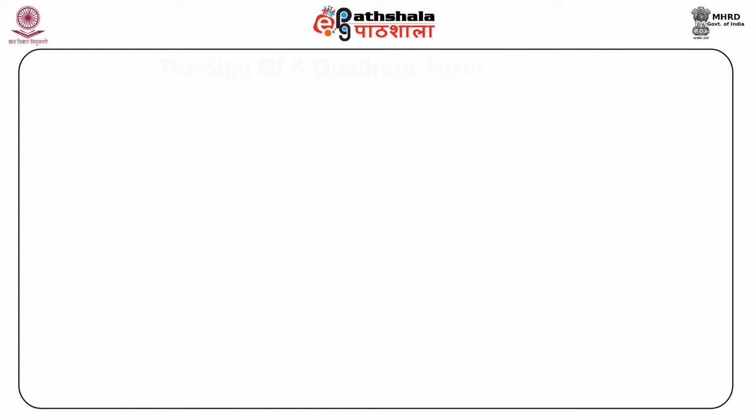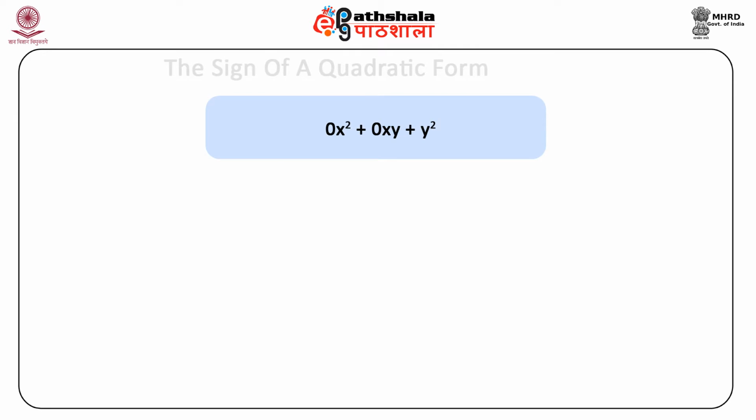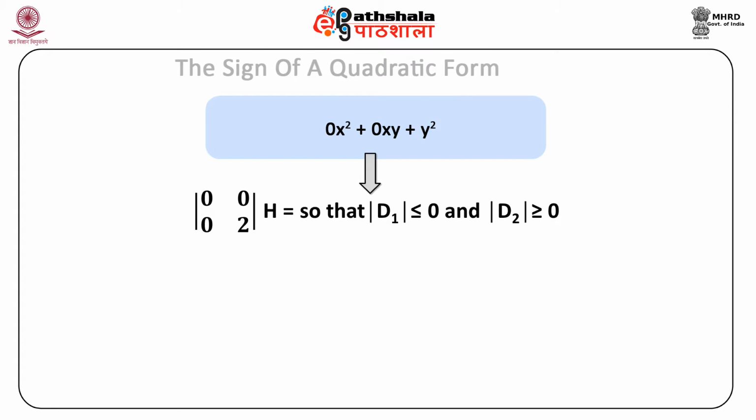For example, consider a simple quadratic form in two variables, 0x square plus 0xy plus y square. It is clearly positive semi-definite, but here H is equal to 0, 0, 0, 2, so that determinant d1 is less than or equal to 0 and determinant d2 is greater than or equal to 0. Both are true with equality sign. It may thus be erroneous to conclude on the semi-definite case.